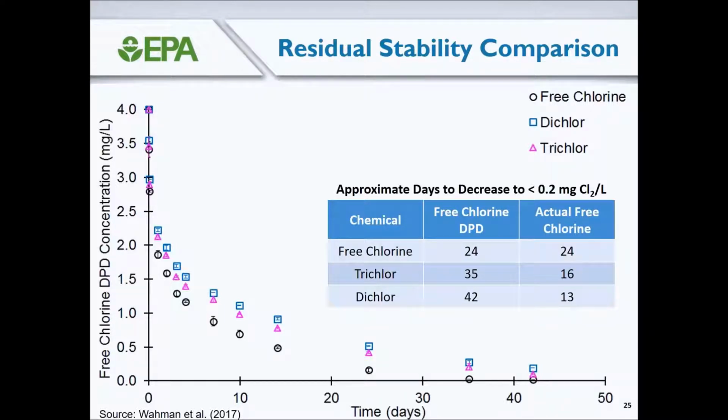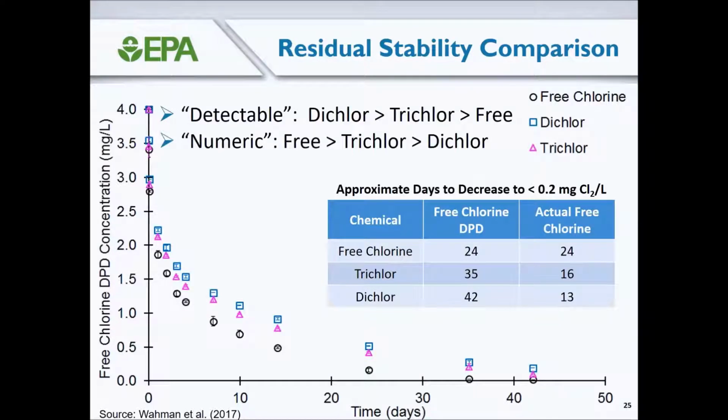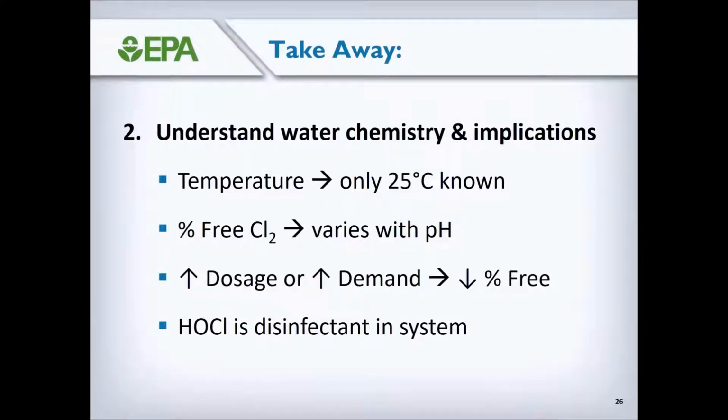But if you actually calculate how much free chlorine is actually present in each of these points, and that's the second column represented by actual free chlorine, then trichlor and dichlor aren't really giving you an advantage. So if you're working on the grounds that you just want some residual there as far as detectable, then maybe dichlor and trichlor give you an advantage. But if you're actually trying to meet a numeric standard, then maybe free chlorine is still better than trichlor and dichlor in terms of residual stability. So that covers the second point I was trying to convey.